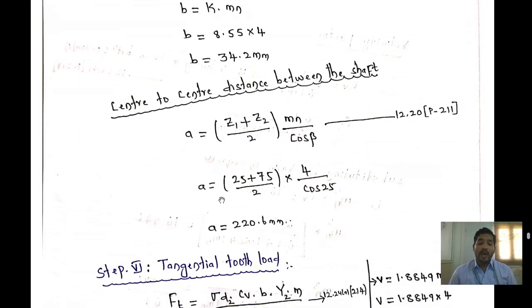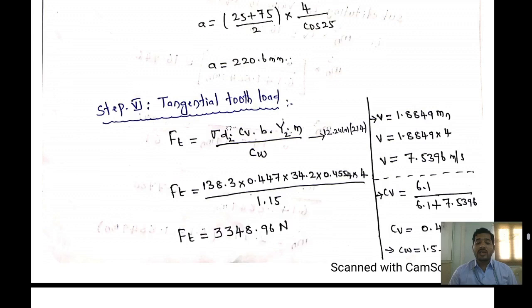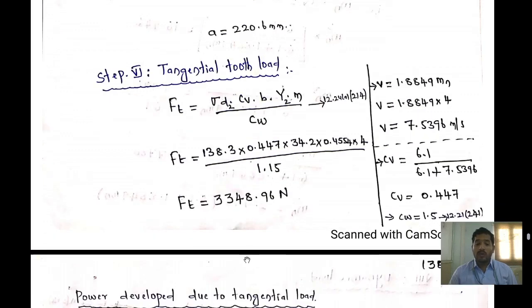We need to find out. We have to use the formula from page number 211, and the equation is 12.20 that you have to consider. The number of teeth on the pinion is 25, the number of teeth on the gear is 75, by 2 into Mn, nothing but module 4, by cos beta, nothing but cos 25. If you divide the whole value, then you will get the center distance between the two shafts as 220.6 mm. So after that we need to find out the tangential tooth load.